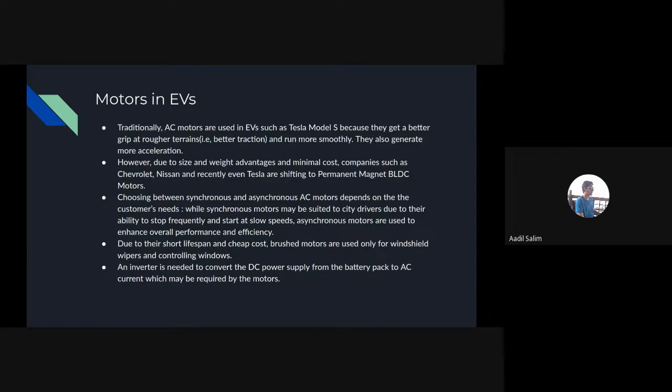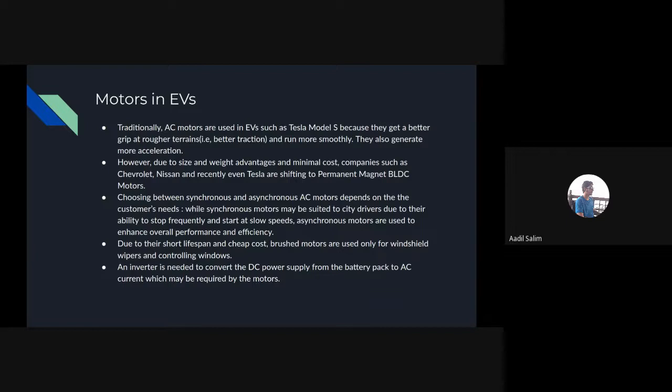If we are choosing an AC motor, we'll also have to choose whether we want a synchronous or an asynchronous one. And this depends on the customer's requirement. If the customer is a city driver, they'll probably be stuck in traffic, and they'll have to stop the car and start it again. Acceleration and deceleration will happen very frequently. And for such usage, synchronous motors are ideal. On the other hand, if the driver wants a high performance vehicle, one that can give either a good speed or a good torque and proper efficiency, then we can use induction or asynchronous motors.